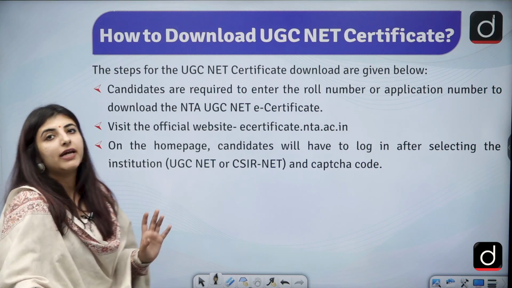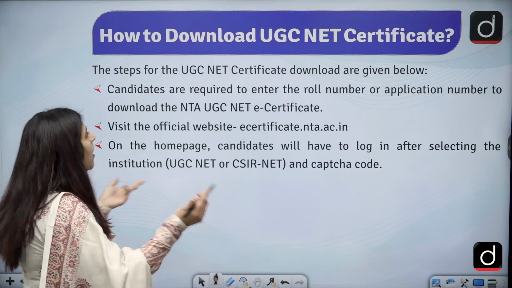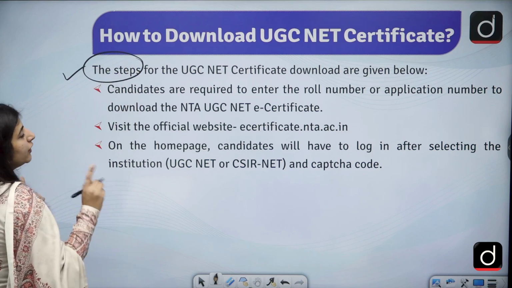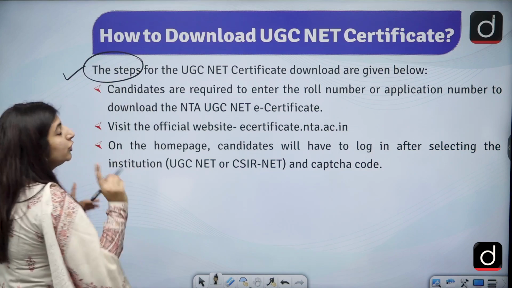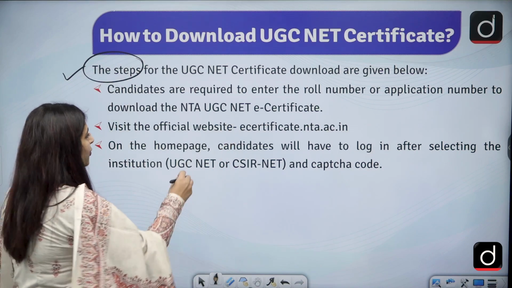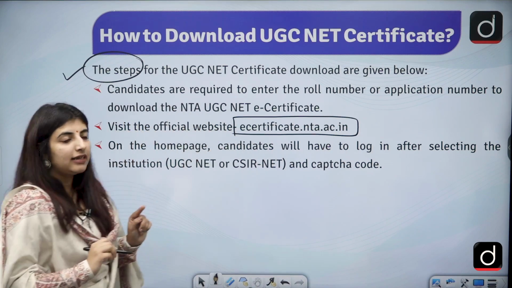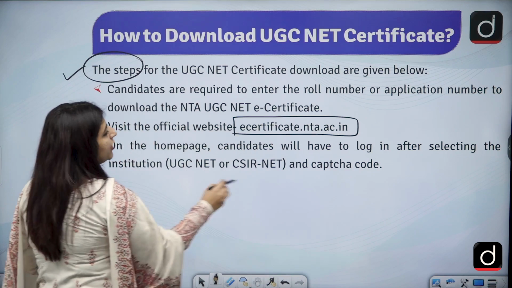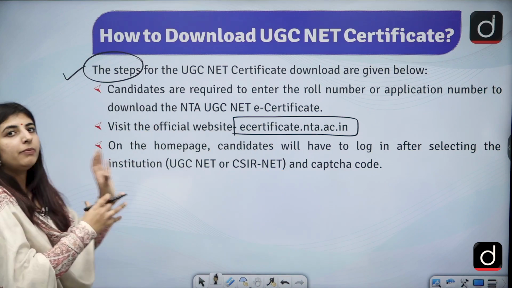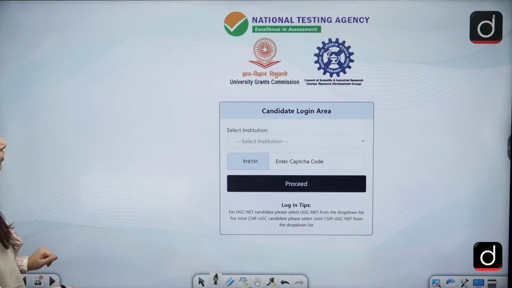Then we have the steps, how to download it. We now know what the certificate is. Now how to download it. The steps are given below. First of all, you are supposed to use your roll number and application number while visiting the website. So you visit the official website. This is the link, right? On the home page, you will have to log in after selecting the institution. So I will be showing you the screenshots. That's how you will know where to land, right?